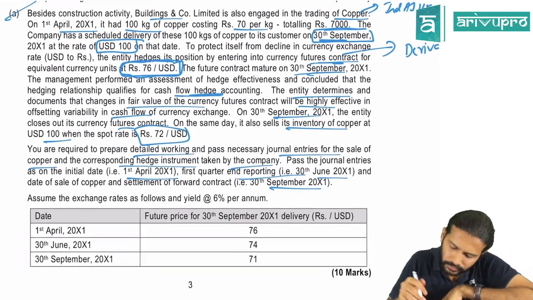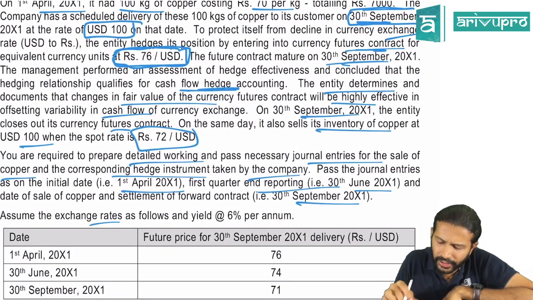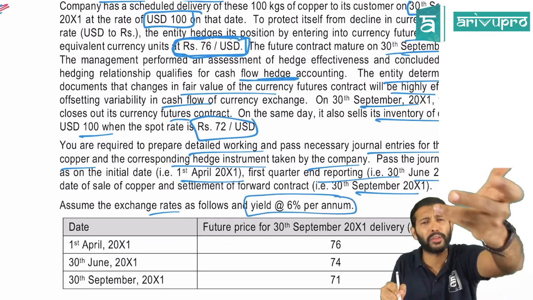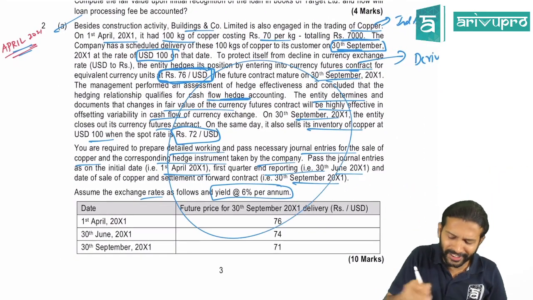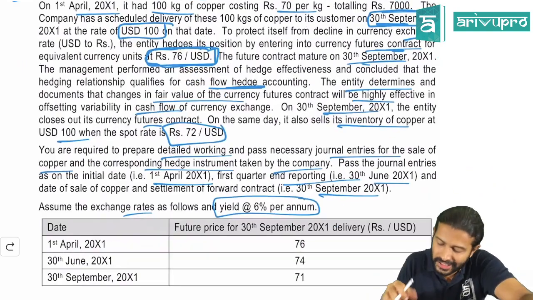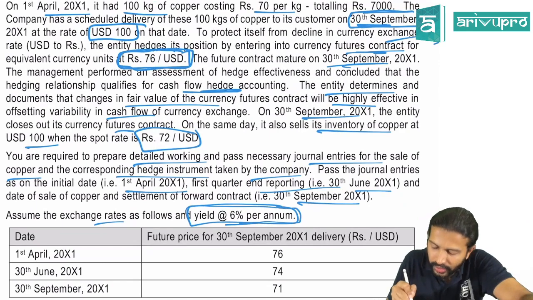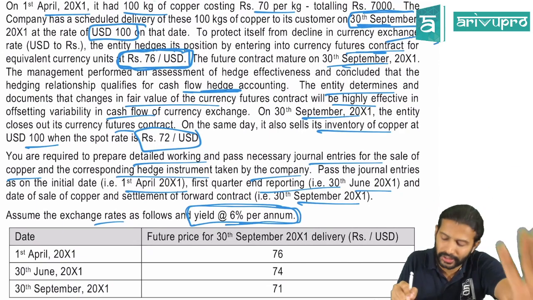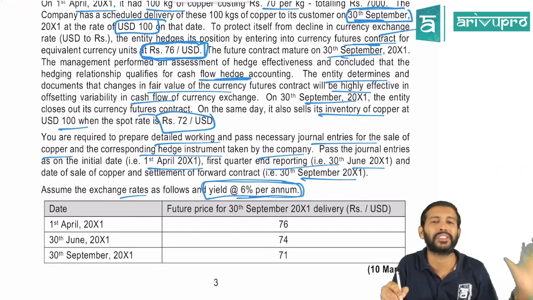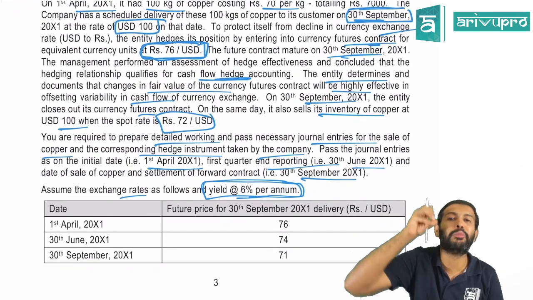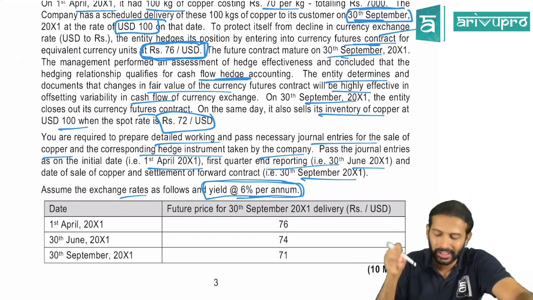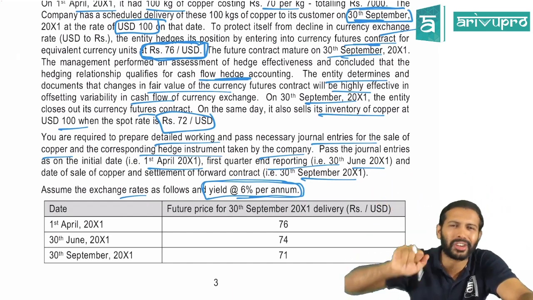Assuming the exchange rate as follows and yield at 6%. Actually, this problem I could have given as homework only. The same thing we have done in our class also, in fact with a better adjustment. But what makes this problem interesting is the yield. In the question we had done already, yield was not there. Here, yield at 6% is given, meaning the discount factor they've given. So the time value of money concept also you need to incorporate in this particular problem. That is the extra bit. Other than that, this is a very straightforward question.